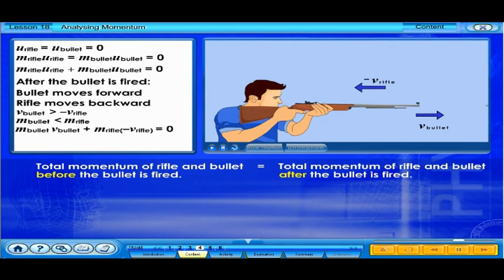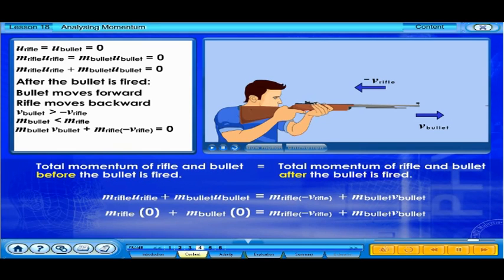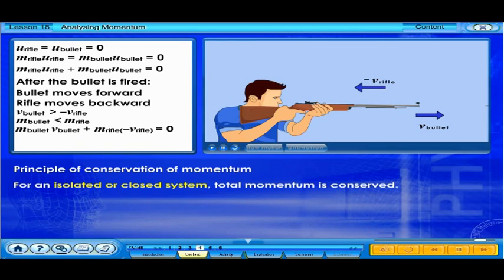Total momentum of rifle and bullet before the bullet is fired equals total momentum of rifle and bullet after the bullet is fired. In other words, no momentum is gained and no momentum is lost. We say that momentum is conserved. For an isolated or closed system, total momentum is always conserved. We call this the principle of conservation of momentum.